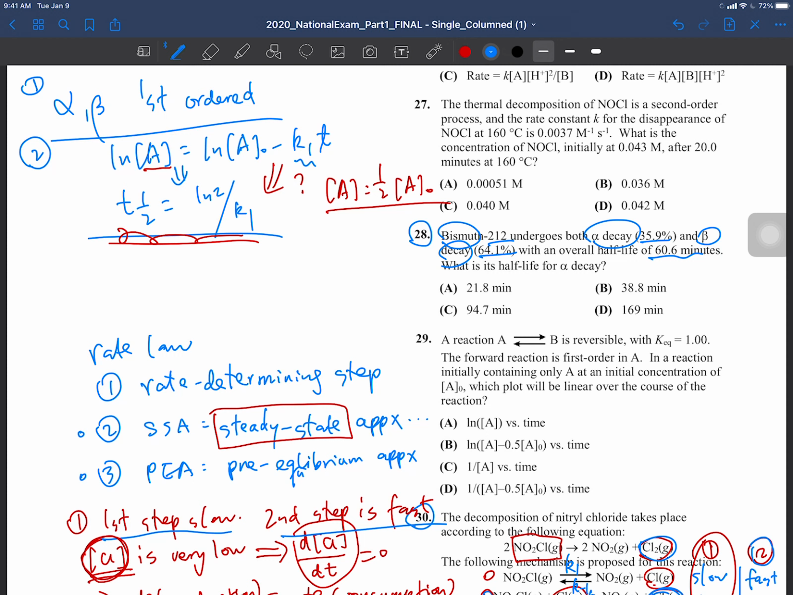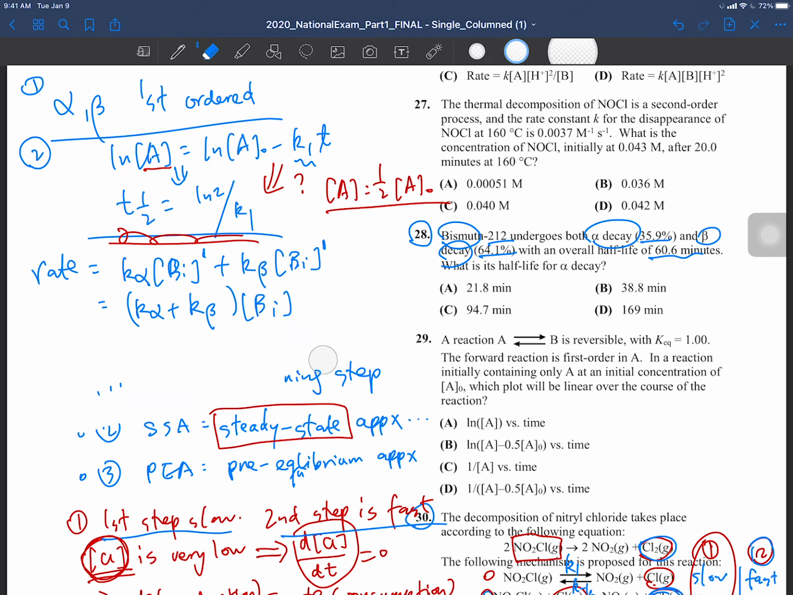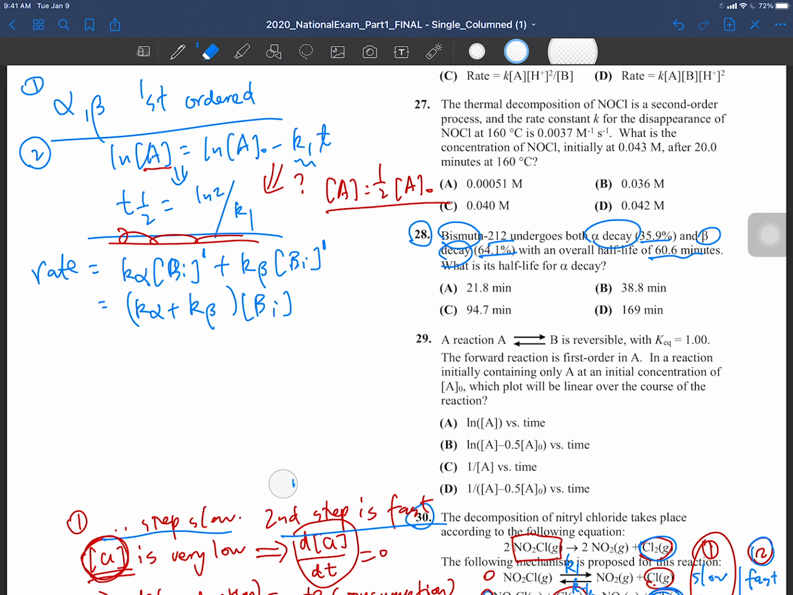So can we write it down in this way? The rate of the overall decay equals k alpha times the bismuth's concentration plus k beta times the bismuth's concentration, right? Because both are first order, this is why the power is 1. And then we can combine the k alpha and the k beta, right? I will erase this part to give us more space.